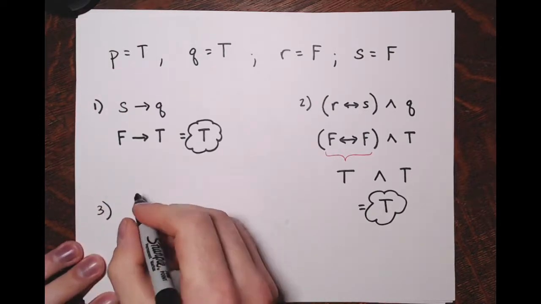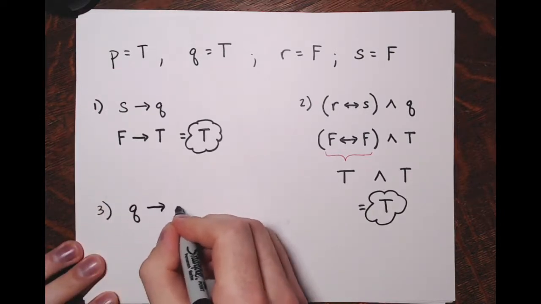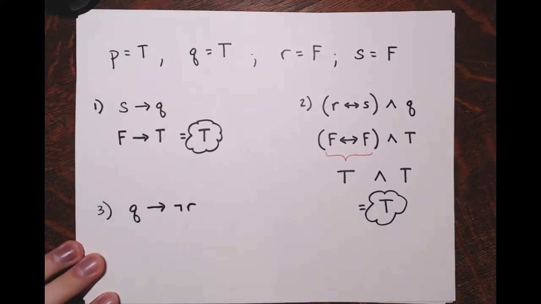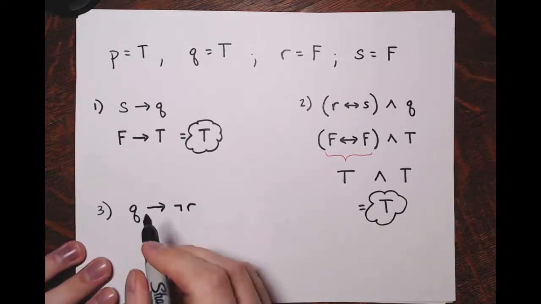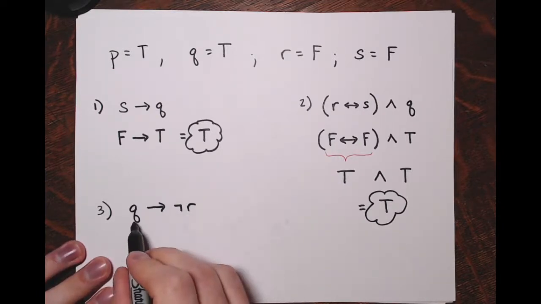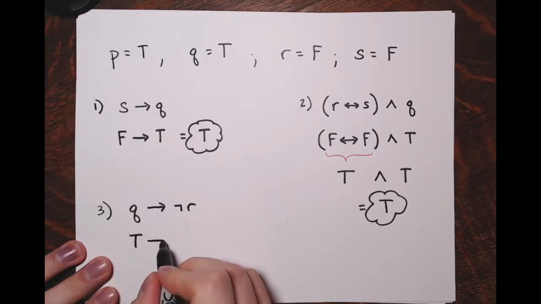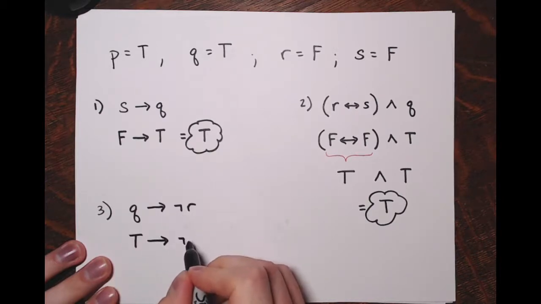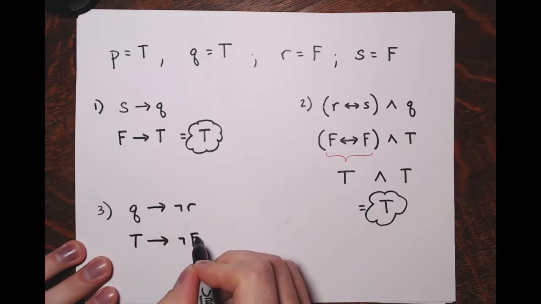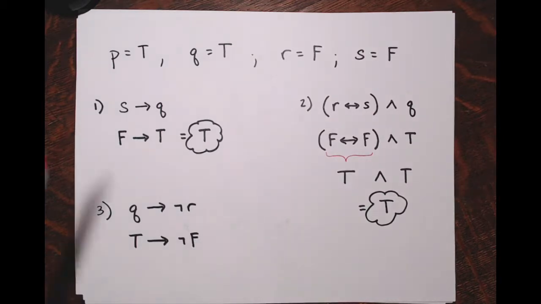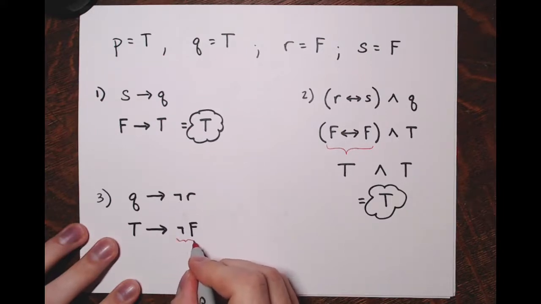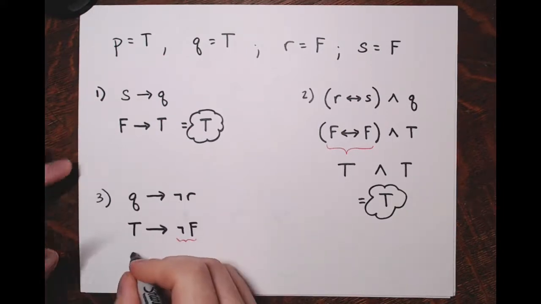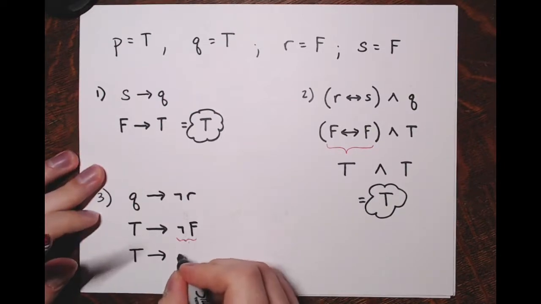Third one, I have: if Q, then not R. A regular conditional, not a biconditional. Hypothesis, conclusion. So the hypothesis Q is true, implies, and then the conclusion is not R, not a false statement. I mentioned the order of operations. If there are no parentheses, like there aren't here, you do the negations first. So I'm doing that not false first. So we have true implies not false, which is true.